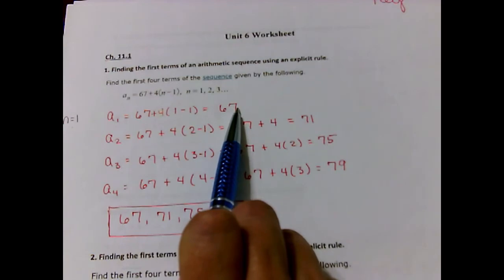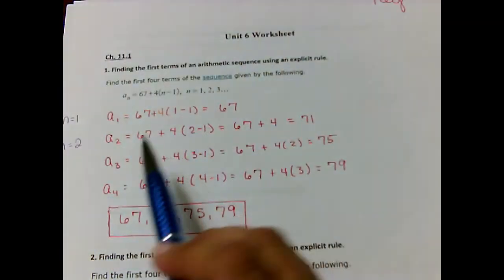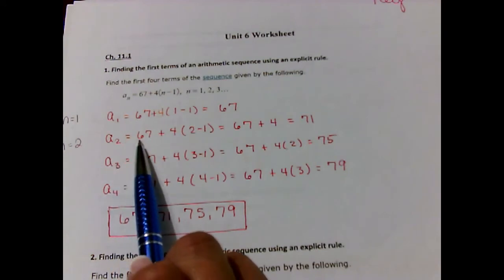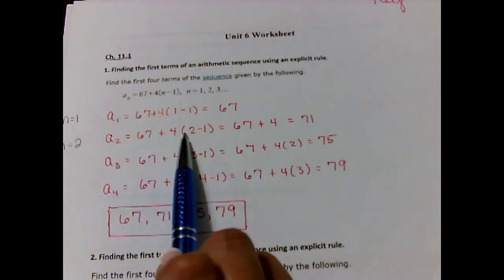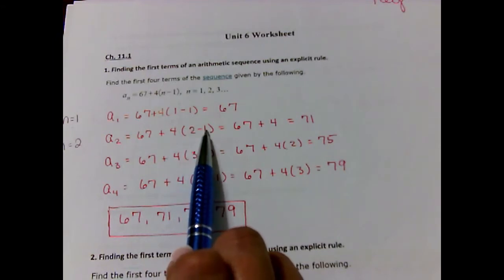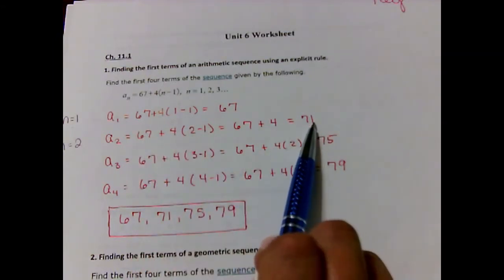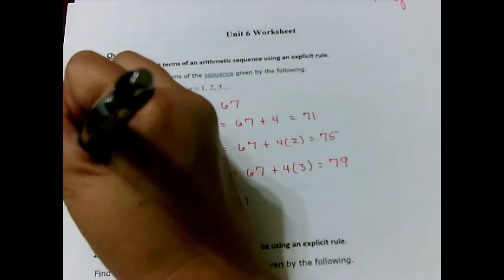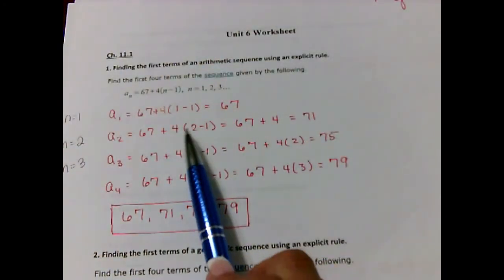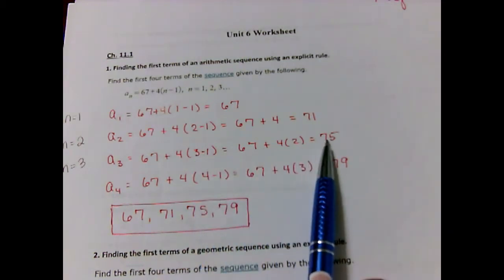That's number 1. If n is equal to 2, I'm going to have a of 2 is equal to 67 plus 4 times (2 minus 1). Remember, all we're doing with this part is simplifying it. So 2 minus 1 is just going to be 1, so it's 67 plus 4, which is 71. Okay, n is equal to 3. All I'm doing is changing this value to the 3. And I get 75.